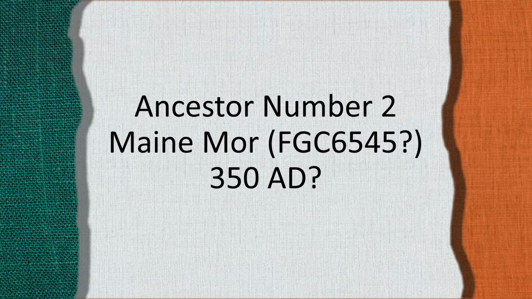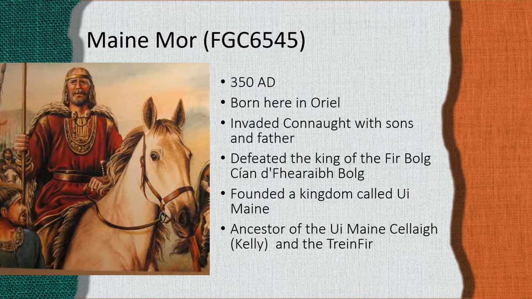Ancestor number 2 is a guy named Many More. His genetic marker is probably something like FGC 6545, and he lived around the year 350 AD. How do we know about Many More? Well, we think he was around 350 AD. He was born here in Ireland in Monaghan in the Old Kingdom of Oriel.